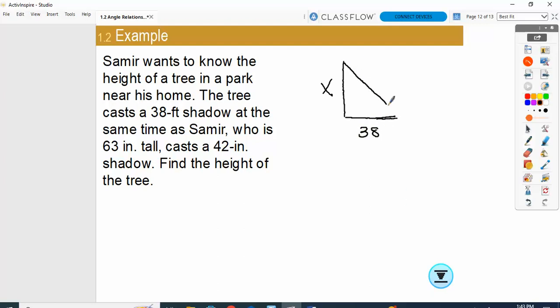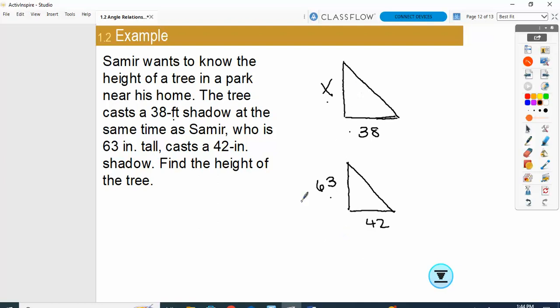So there's one triangle. All right, then I have a person. So we're going to assume he is standing up. He is 63 inches tall. And his shadow, so that goes on the ground, is 42. It is not an issue that these units don't match, because both of these are feet and both of these are inches. So as long as you don't have different units in the same triangle, it's okay.